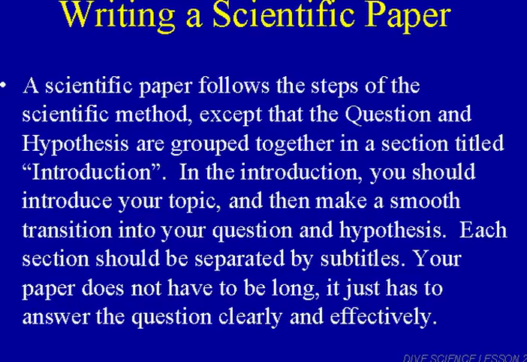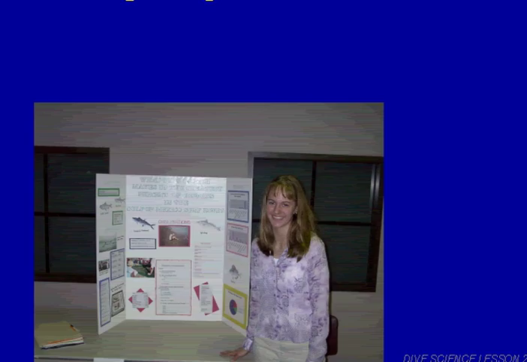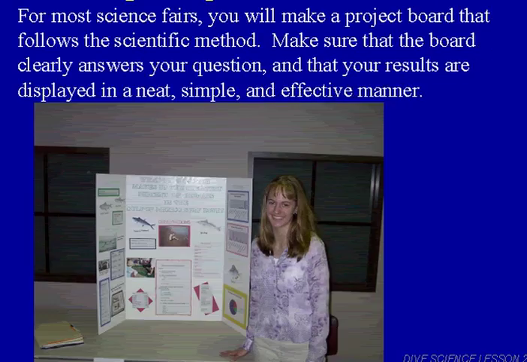Now, writing a scientific paper, that's one way of presenting the experiment to the public. You can give your scientific paper to different people and tell them about your experiment that way. Another way is to participate in a science fair. And for most science fairs, you'll make a project board like the one in this picture here, and that project board and that poster should follow the scientific method. The poster would include all the different parts of the scientific method. It would include all the parts that you put in your scientific paper.